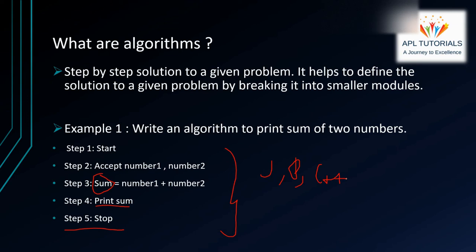Algorithms also decide the strategies that can be used for solving the problem that can be converted into computer programs. The algorithms decide the strategy, that is, in what way I need to solve this problem. So there can be more than one strategy or logic to solve a particular problem. There can be 2, 3 ways to solve that.